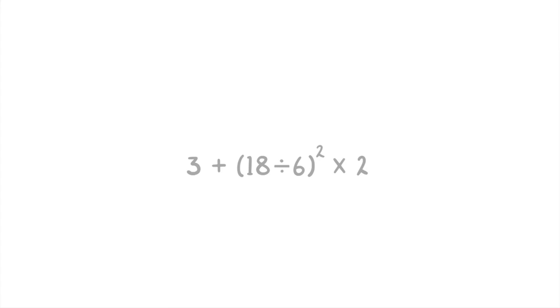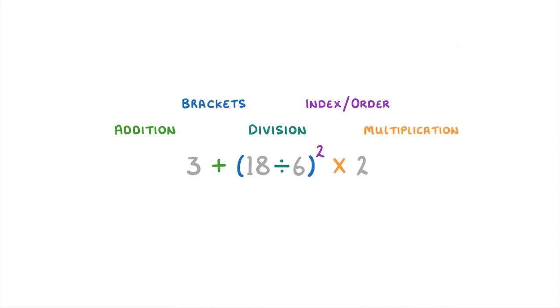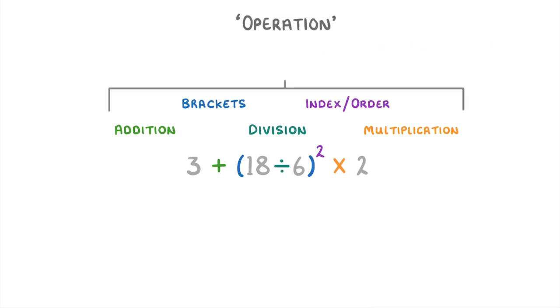If we take a look at a question like this one, there's a lot of stuff going on. There's an addition, some brackets, division, an index or order, and a multiplication. We call each of these things an operation, and we have to do them all in a specific order. We can't just start on the left and work our way through.